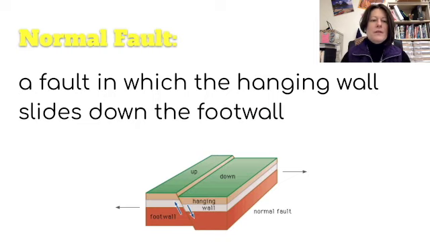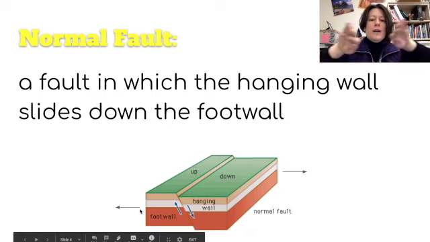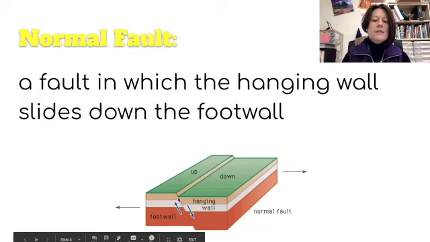So the first type of fault is a normal fault. This is a fault in which the hanging wall slides down the footwall. And the key here is this happens also at divergent plate boundaries where they are going apart. And remember for our hanging wall, see that tip there? We could hang something from that tip. So that determines our hanging wall.